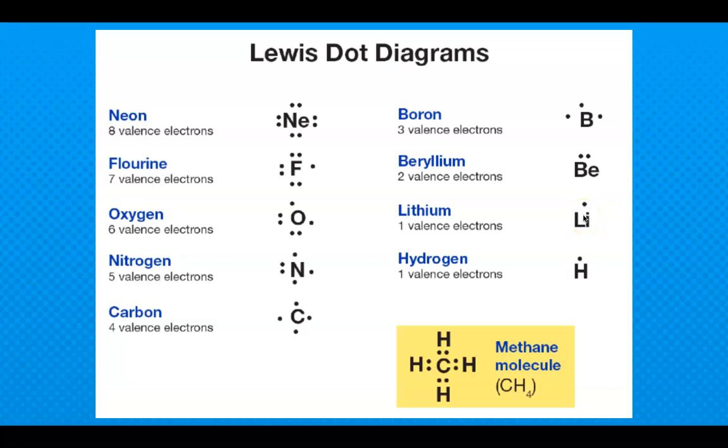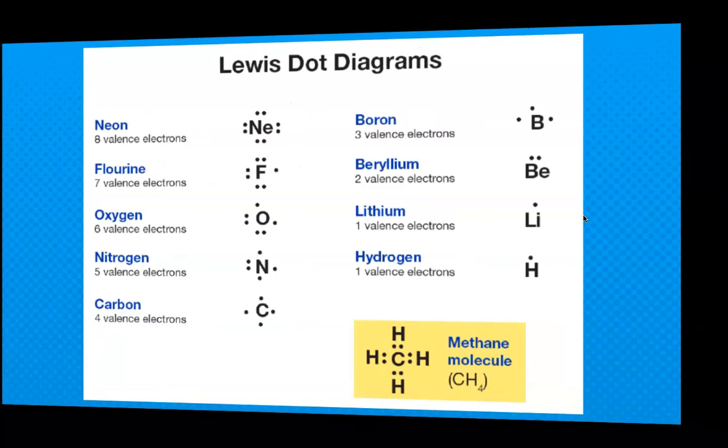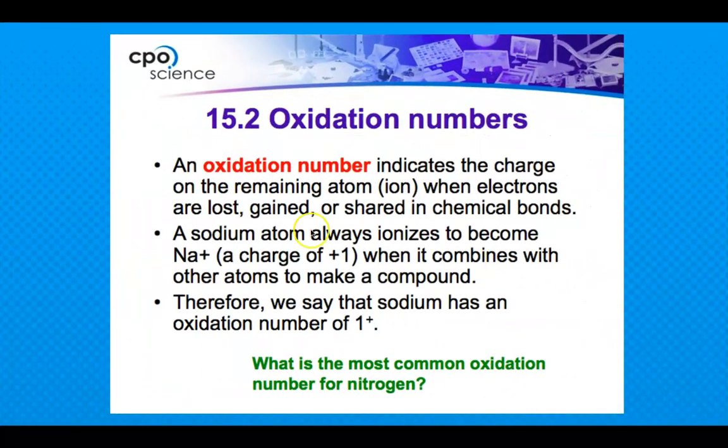All right, let's keep going. Stick with me. I promise you'll get this. So this slide takes sodium, Na, as an example. Sodium has 1 valence electron.